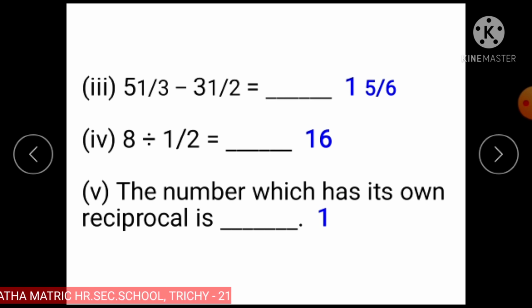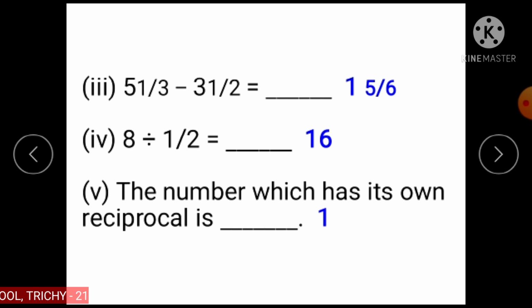In subtraction of fractions, first we find the difference between the whole numbers 5 and 3. And then we subtract 1 by 3 and 1 by 2. So the answer is 5 by 6.